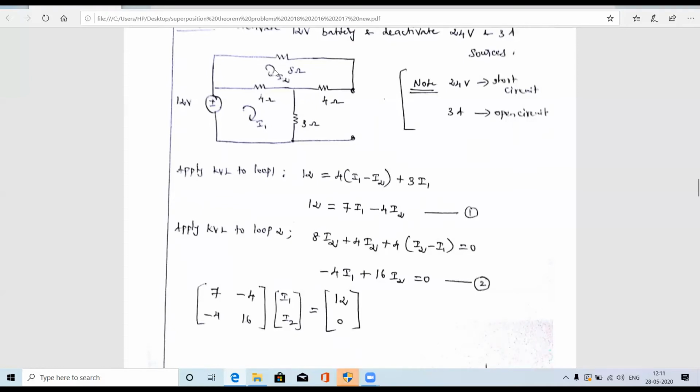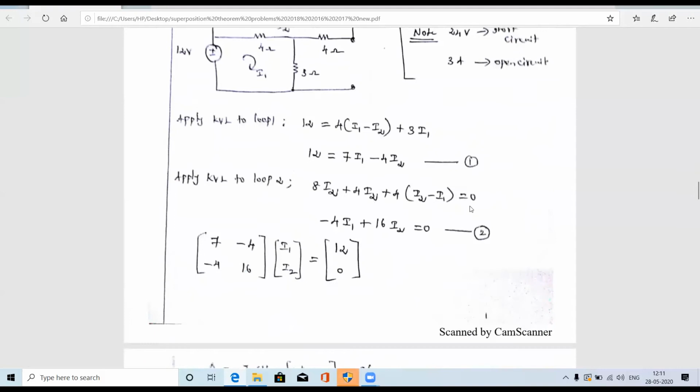So 8 into I2 plus 4 into I2. Then this 4 is common for loop 1 and loop 2, so the current is I2 minus I1 equal to 0. From this, you just rearrange, so we will get the equation number 2. And using equation number 1 and 2, either by substitution method or any method, we have to find out the current I1 only.